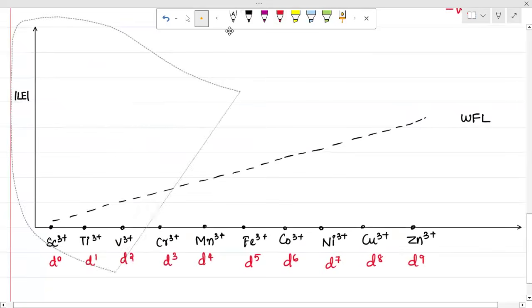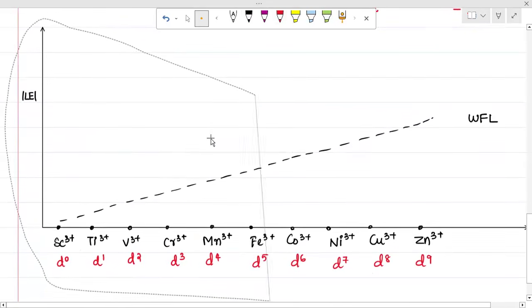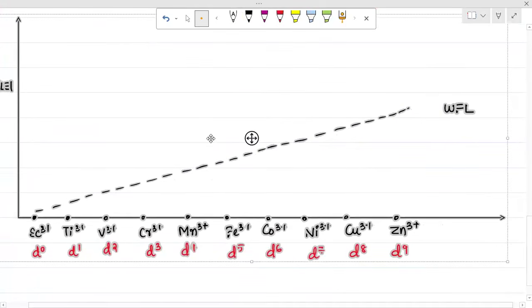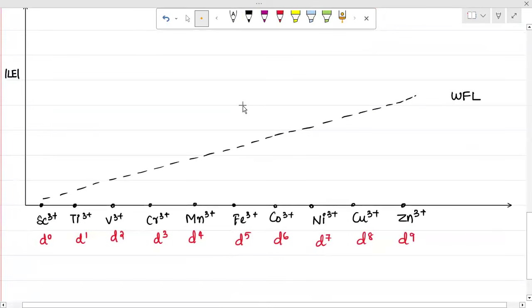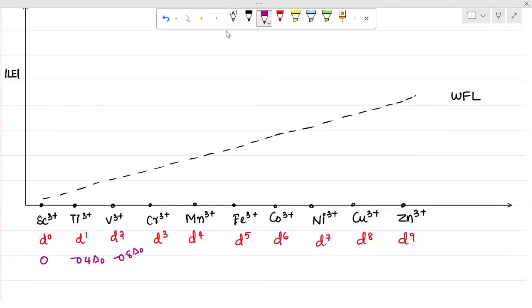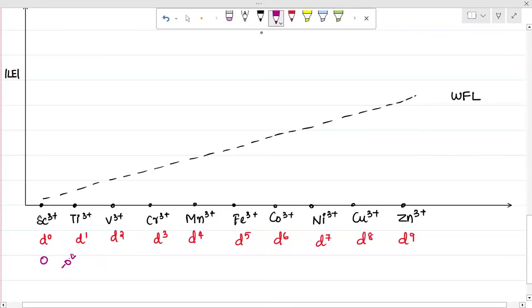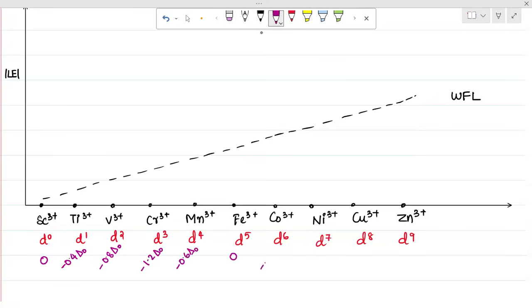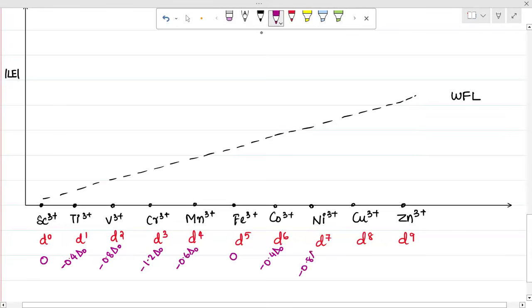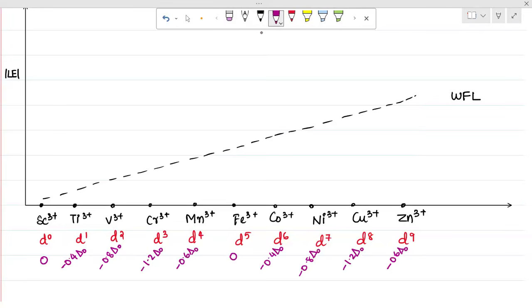Okay. Now I want you to fill in the electrons in t2g, eg levels, and I want you to draw the trend. So d0 means t2g 0, CFSE would be 0. Here you get minus 0.4 delta O, minus 0.8 delta O. Here minus 1.2 delta O, minus 0.6 delta O, 0. Minus 0.4, the trend repeats, minus 0.8 delta O, minus 1.2 delta O, and then minus 0.6 delta O. This is the actual trend.